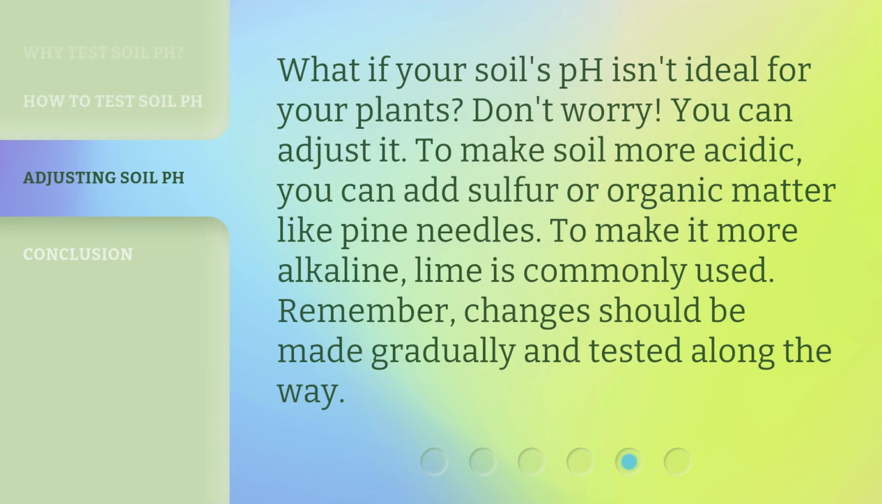What if your soil's pH isn't ideal for your plants? Don't worry, you can adjust it. To make soil more acidic, you can add sulfur or organic matter like pine needles. To make it more alkaline, lime is commonly used. Remember, changes should be made gradually and tested along the way.